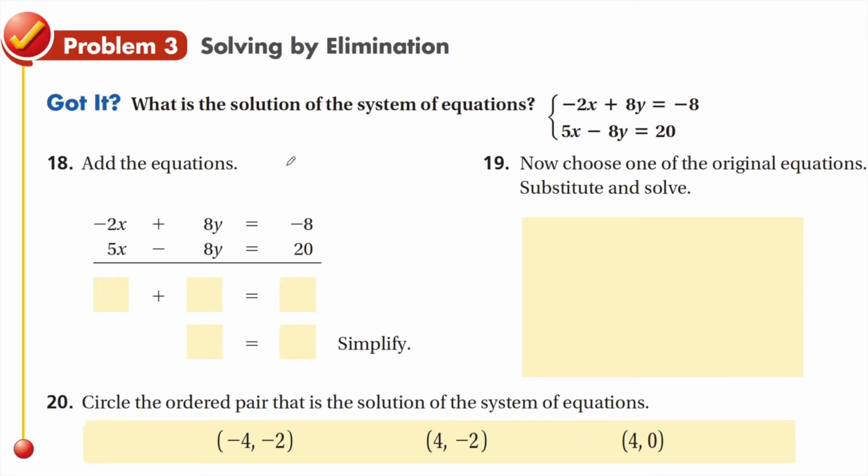Problem number 3. Solving by elimination. Well, if you don't really like solving by substitution, we can always solve by elimination. And it's exactly as it sounds. So what is the solution to the system of equations? And we see it right here. Well, if we wanted to do the solving by elimination, we're going to literally eliminate one of these two variables, whether the x variable or the y variable.